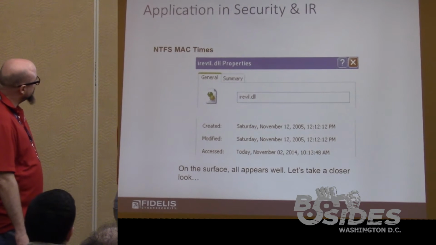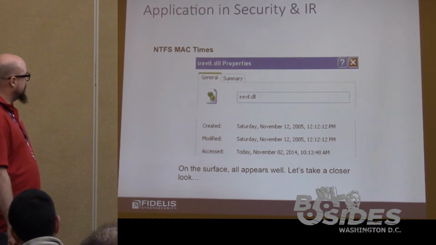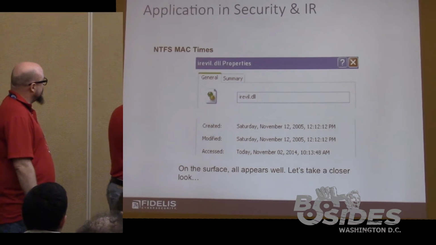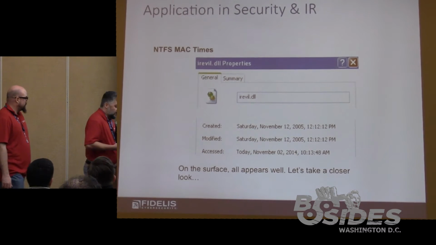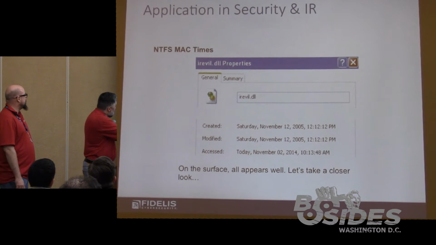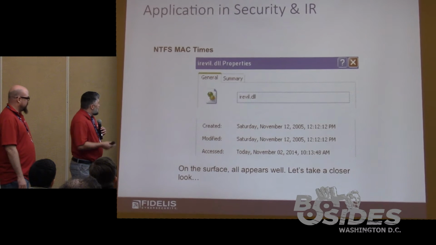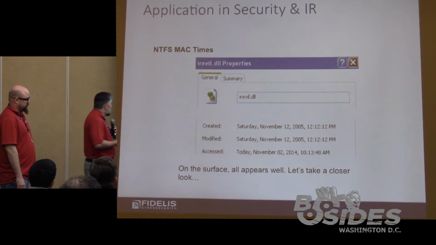Now, when we talk about those two different sets of timestamps, the one that you interact with as a user is the standard information timestamp. So when you pull up the file properties, like you see here, you're looking at the SI time. In this case, we've got the created and modified. It was November 2005. We can see that the file was accessed in November of 2014. Now, for this file, this IR evil DLL, this is what it looks like on the surface. So as a user, this is what you see.